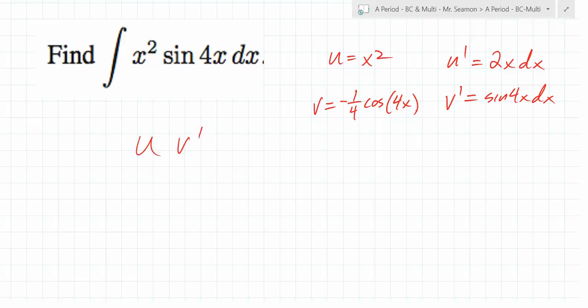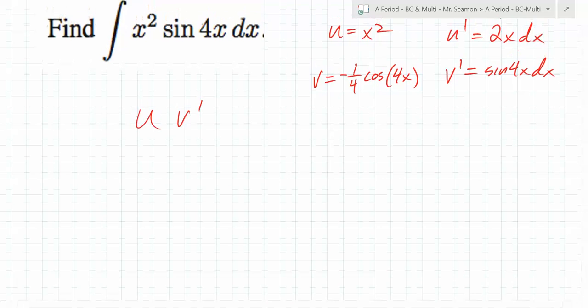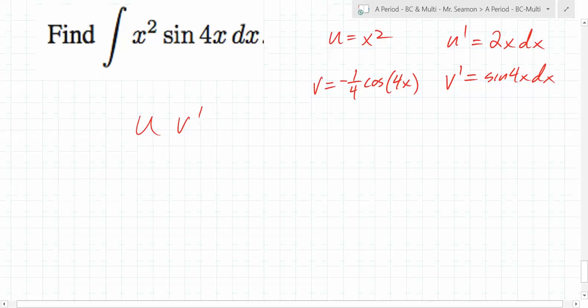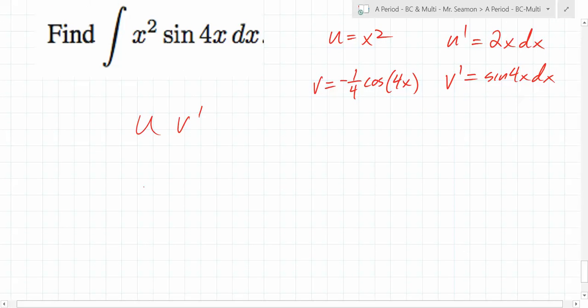Are we happy? Okay. So now, are there limits of integration on this one? No. What's this kind of integral called? Indefinite. I'm kind of cool with that. I don't really want to evaluate these things. So we have a product here, so we end up with u times v: x squared times sine of 4x minus, well, if that's ugly, we don't care.